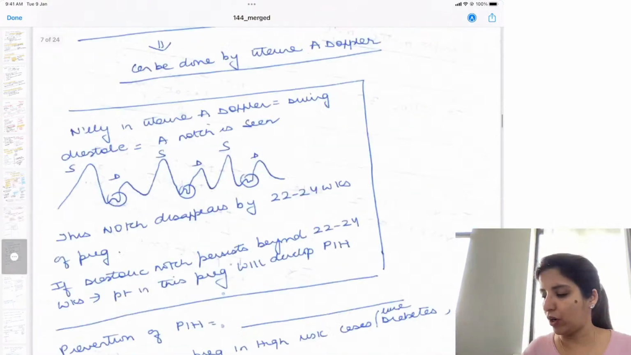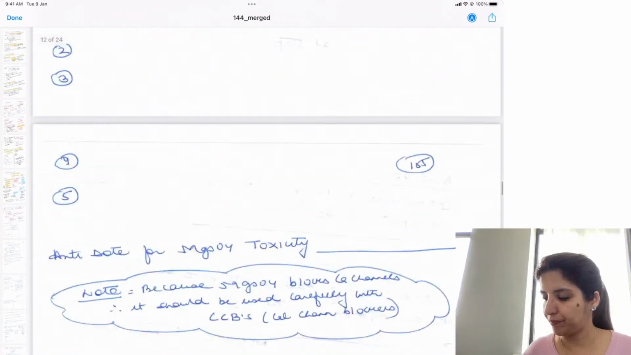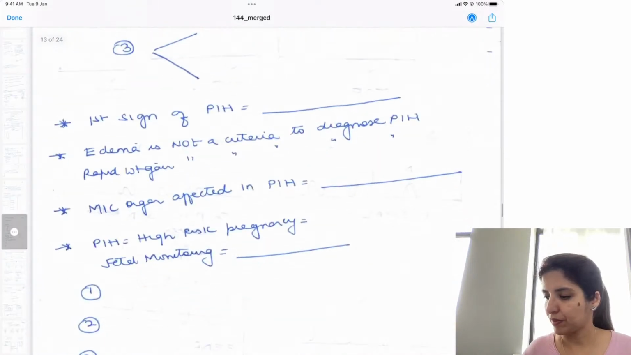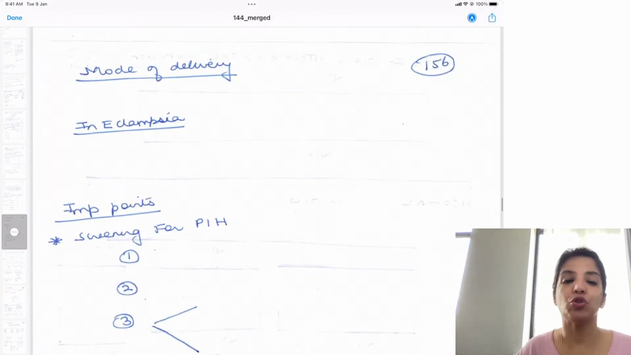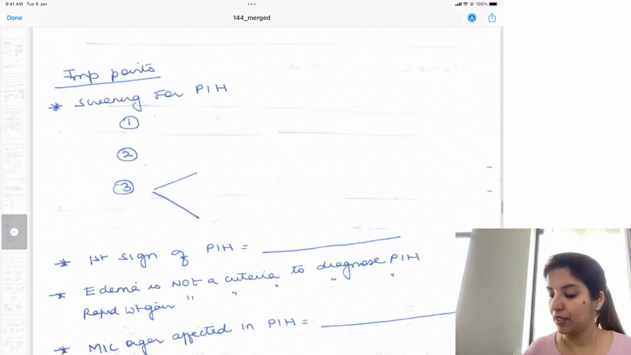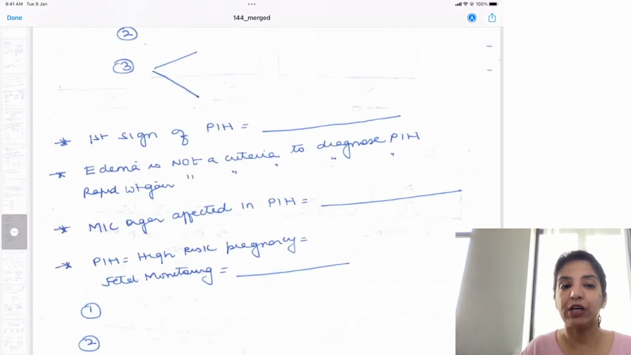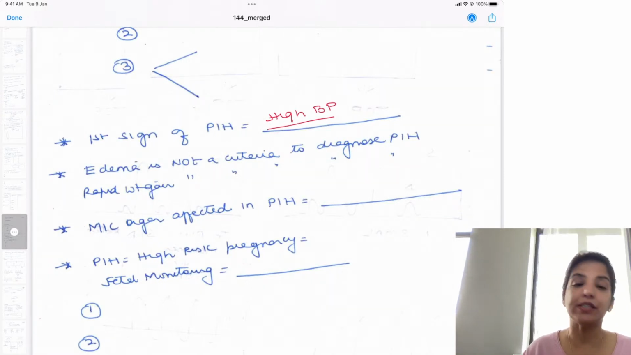So if you go to page number 156. Go to page number 156. On page number 156, I have written a question, first sign of PIH. So first sign of PIH is high BP in the mother. That is the first sign of PIH, right?